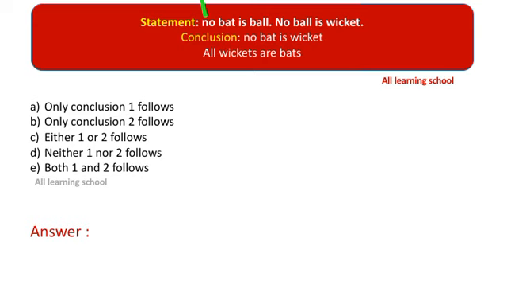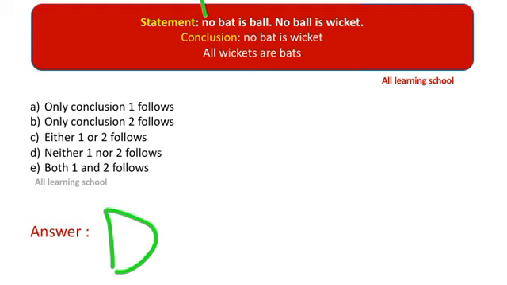So you will tick it delta. Neither one nor two will be followed. If both statements are negative, no conclusion will be followed. We don't need to merge them. We don't need to look at the conclusions. We just say that if both statements are negative, no conclusion will be followed. So neither one nor two will be the correct option.